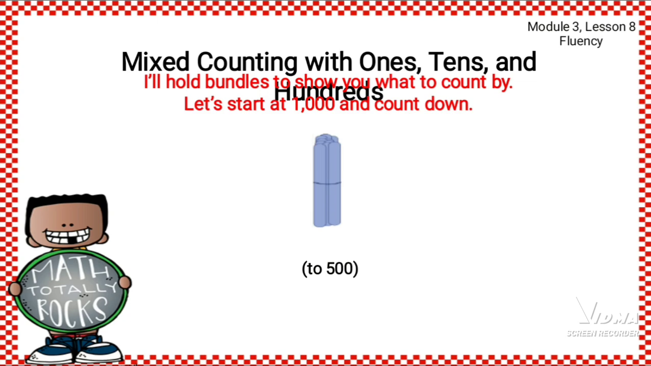All right. Now I'll show you another bundle. Or perhaps just a single one. Then count by what you see. I want you to count from 500 to 495. Yes, count by ones. Let's go. 499, 498, 497, 496, 495. Stop. Well done.